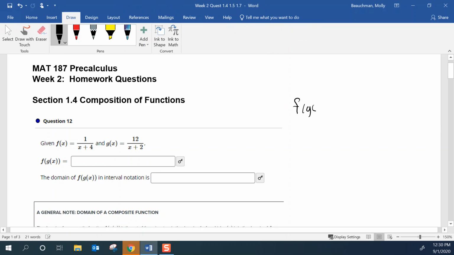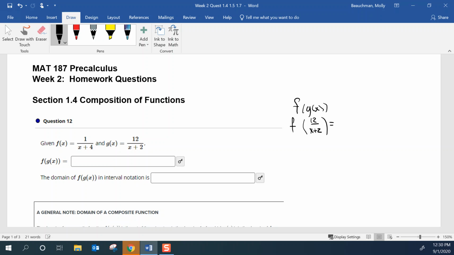So f composed with g of x means to take the function g, the entire function g, the formula, which is 12 over x plus 2, and substitute it in for x in the function f. The function f is 1 over whatever x is plus 4. So in this case, we're going to substitute in there the 12 over x plus 2.